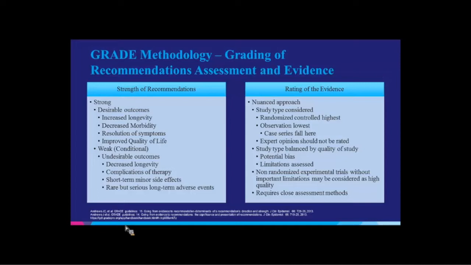They actually, though, say on top of the study type concern, you need to balance the quality of the study. So just because it's a randomized controlled trial doesn't mean you want to give it your strongest or view it as the highest level of evidence if there's a lot of potential bias, if there are a lot of limitations, if the authors don't account for either of those. Non-randomized experimental trials without important limitations can be considered for high quality. And so what it really does is it requires close assessment methods to the studies that you are looking at.